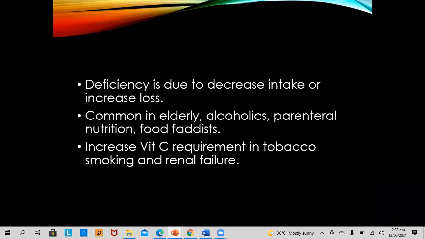Deficiency is due to decreased intake or increased loss. It is commonly seen in elderly, in alcoholics, in parenteral nutrition, in food faddists, in paraplegics, or those individuals who are dependent on others for their food. Increased vitamin C requirement is seen in tobacco smoking and in renal failure.